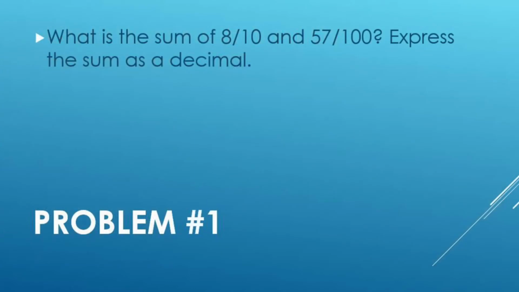Our first problem today says, what is the sum of 8 tenths and 57 hundredths? Express the sum as a decimal. Make sure you read that carefully. Think about what we know about when we add or subtract fractions. What needs to be the same in order to be able to do that?